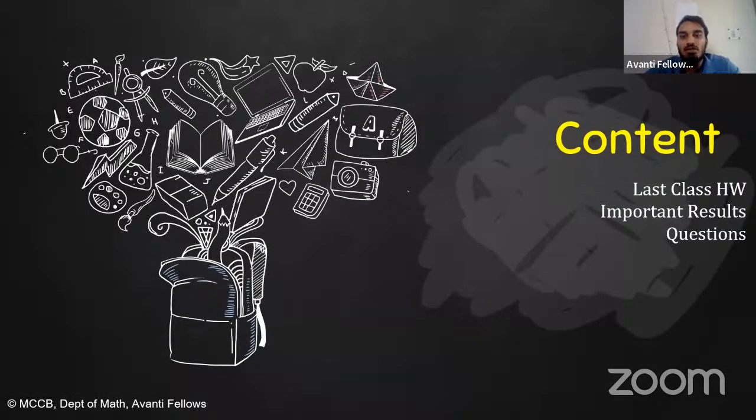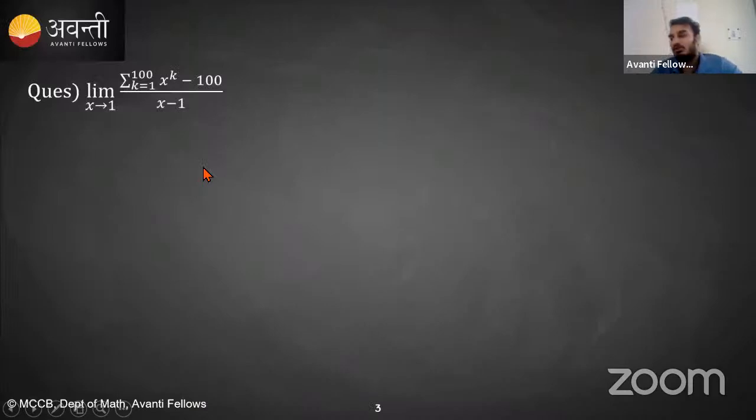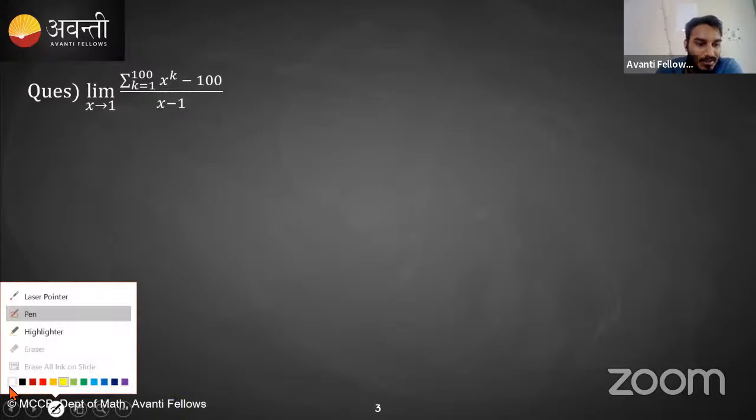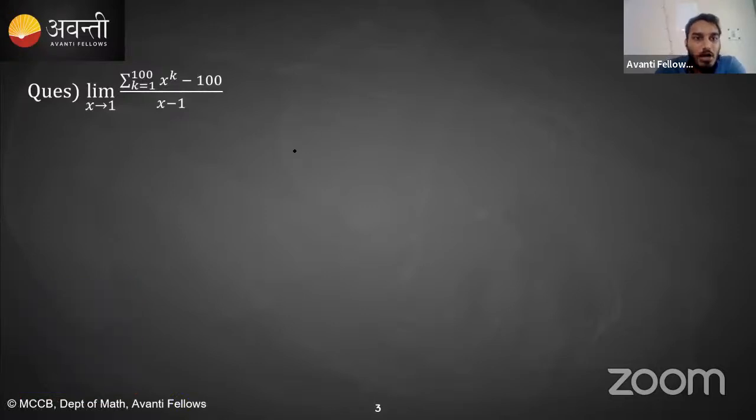First of all, I gave you some homework questions in the last class. So we'll discuss the homework questions, and then we will continue with the important results. And then we will look at more questions on the important results. So shall we start? Okay. So the first question is this. Everyone, tell me how many of you have solved this question? Quickly let me know in the chat box. It is a very important question actually. So everybody please pay attention here. Let's see what is written.